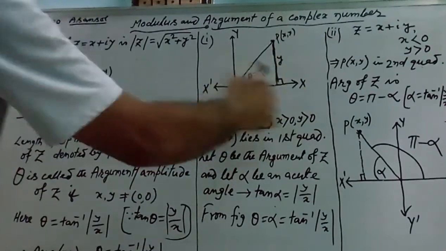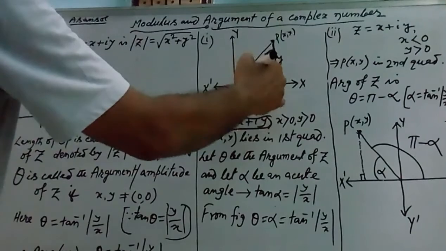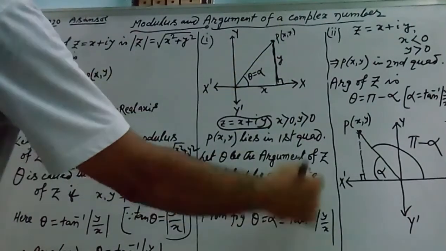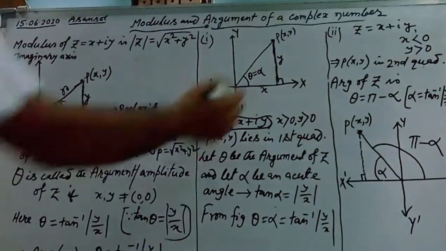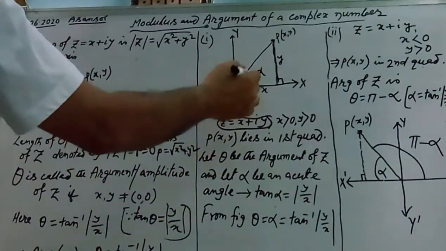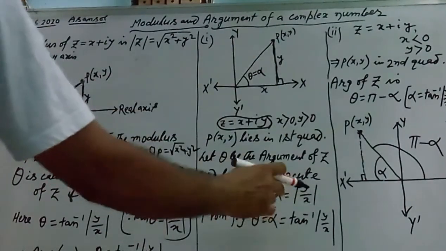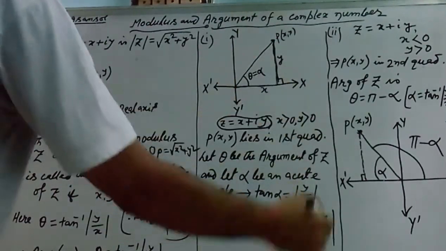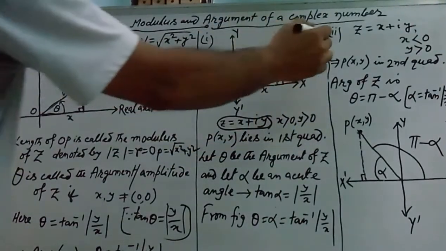Let alpha be an acute angle satisfying the condition tan alpha is equal to mod y by x. Then from the figure we can say that theta is equal to alpha. Here theta is equal to alpha is equal to tan inverse mod y by x. Now this will be more interesting in figure number 2.